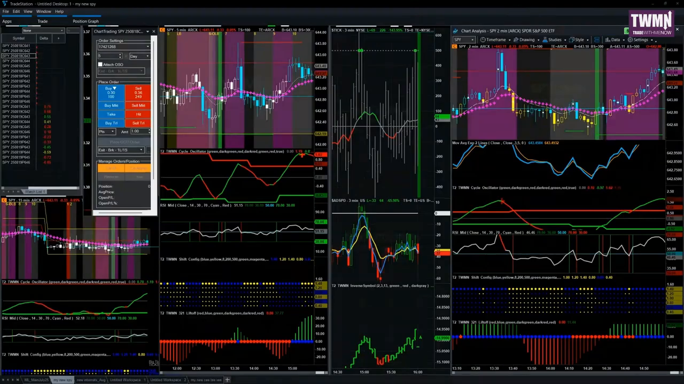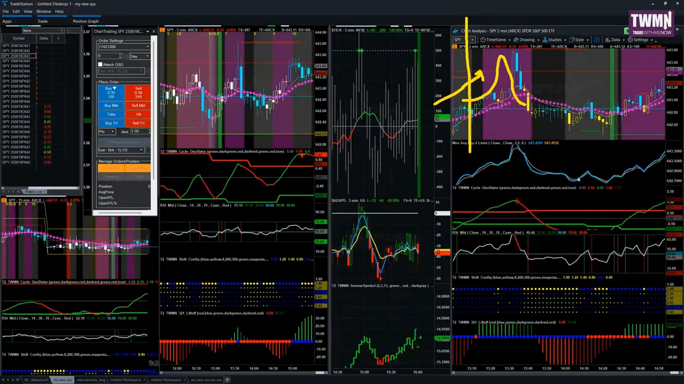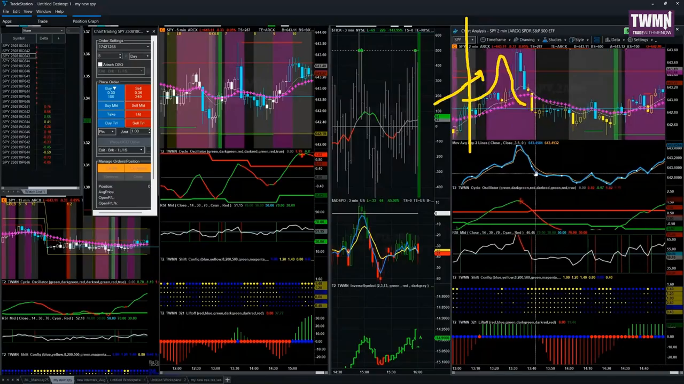Remember what is a shift? Isn't a shift a change in direction? So if you're going up into the time of day zone, here's the zone. If you're coming up into the time of day zone, you should be saying to yourself, I'm waiting for the shift to the downside. That's what you're waiting for. And you get it. You certainly get it right here.